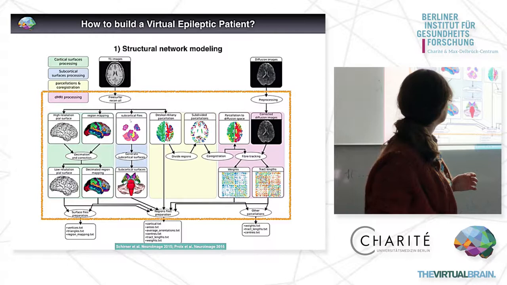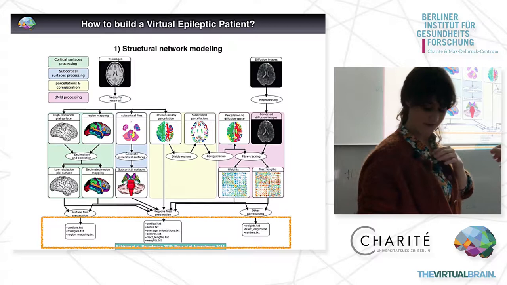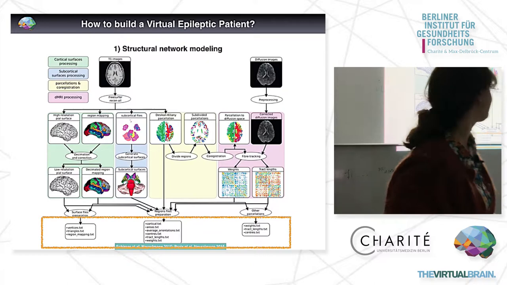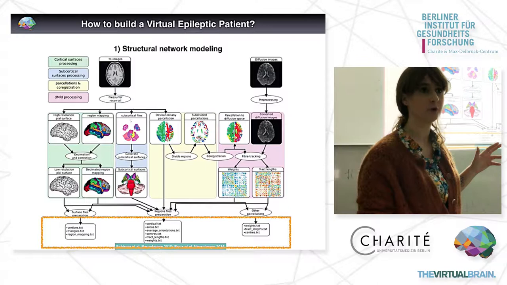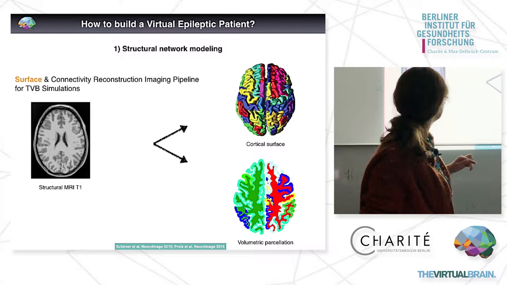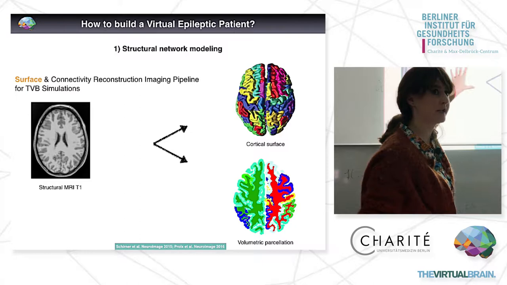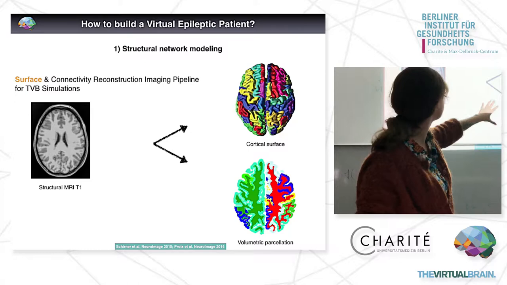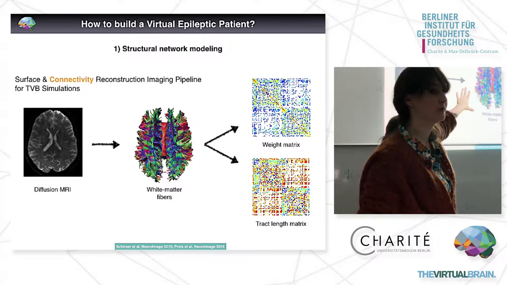And we have some output files. With our pipeline tool, we can get the direct output to implement in TVB. So just the main step to know is that from the T1, we reconstruct the surface, so the cortical regions, subcortical regions, and the volumetric parcellations. And from the DTI, we have the connection between each region.